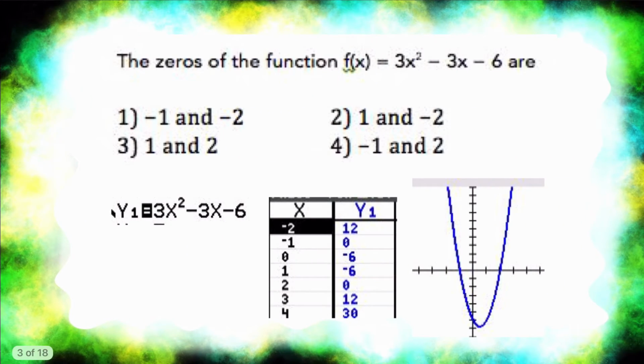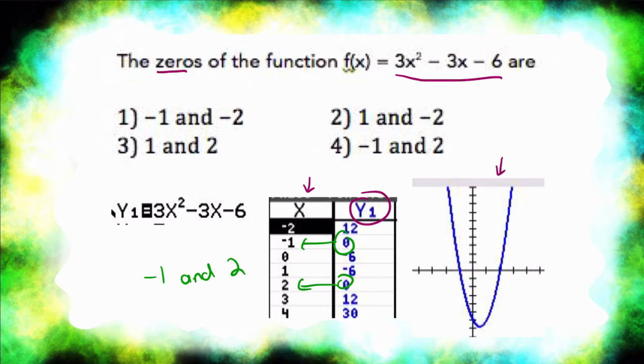So let's look at another one. The zeros of the function 3x squared minus 3x minus 6 are... feel free to use the table or the graph to solve this. So let's say we use the table. I'm looking for the two values when y is 0. So that happens here. My first answer would be -1, and my second answer would be 2. So I'm looking for -1 and 2.